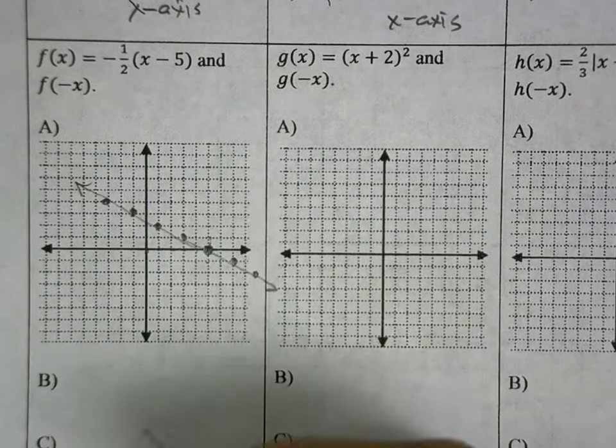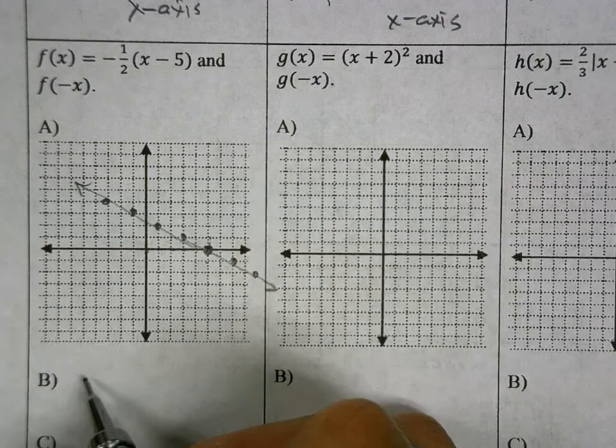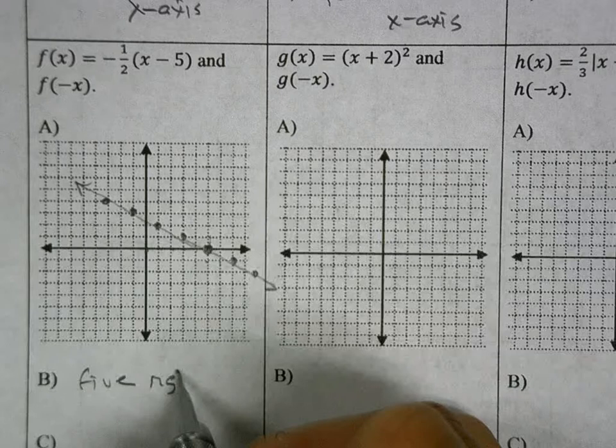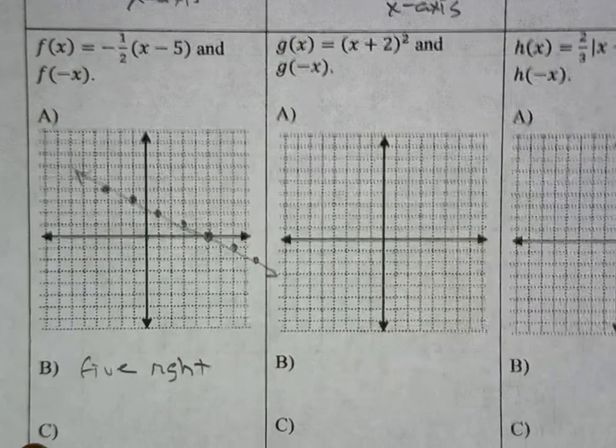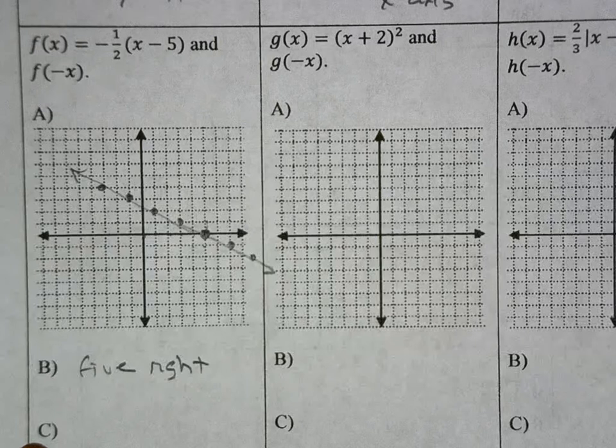Let me do B first. Our shift, before we do this reflection, it shifted 5 to the right. So 5 to the right. I don't know why I spelled out 5, but okay, so 5 to the right. All right, so now let's do this.